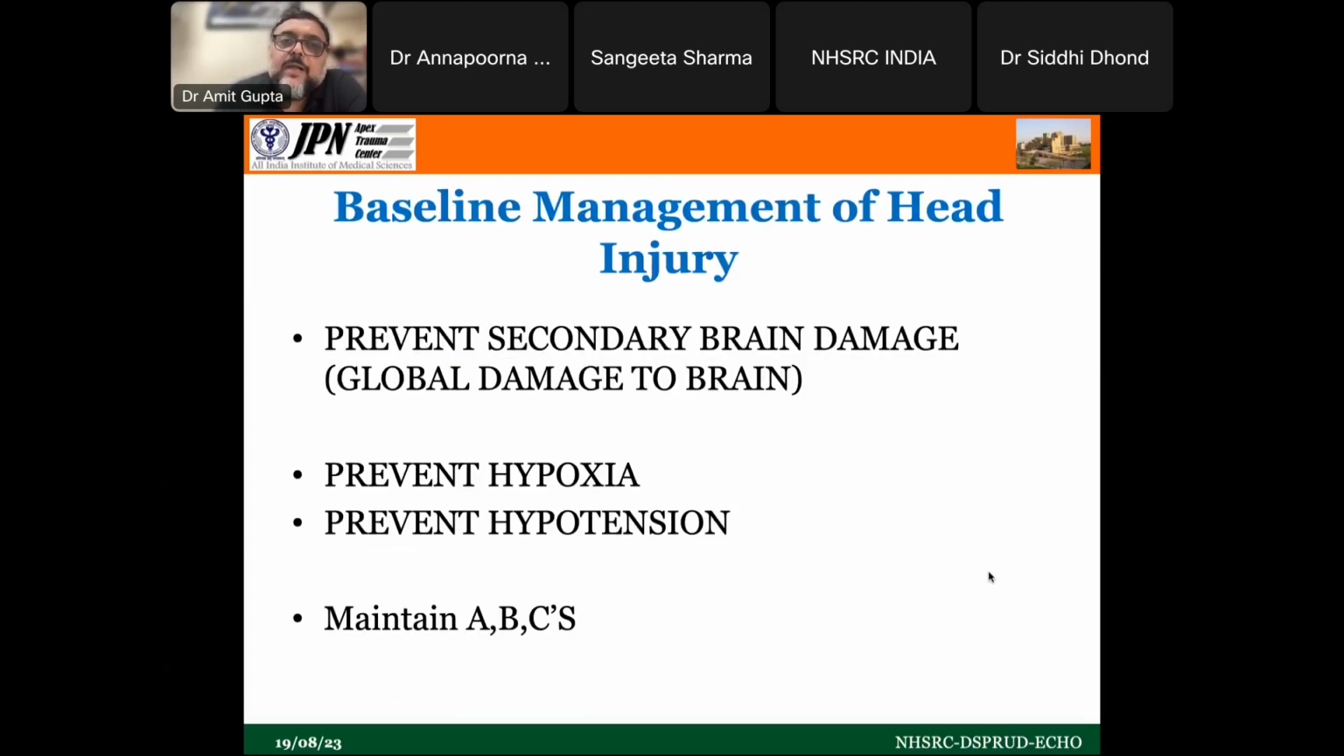All severe traumatic brain injuries have a chance of going into secondary brain damage. That means even if they have local injury like contusions or EDH or SDH, if hypoxia is not prevented or hypotension is not prevented, the whole head injury will become global. That means the head injury goes from local to global, and that's known as secondary brain damage. You have to prevent hypoxia and hypotension. That means simply maintain your airway, breathing, and circulation. That will prevent the secondary brain damage.